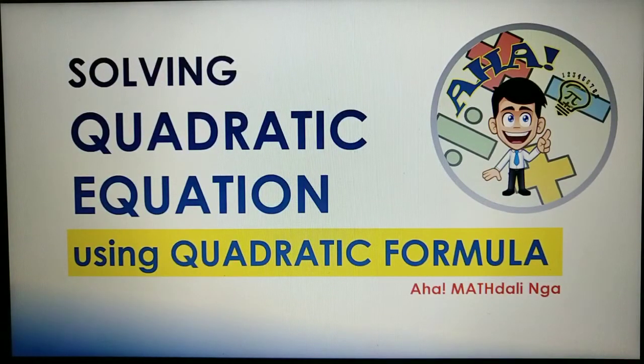I will be discussing to you another simple way of solving quadratic equation, and that is by using quadratic formula.